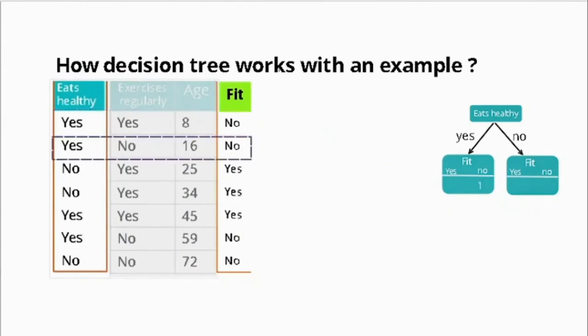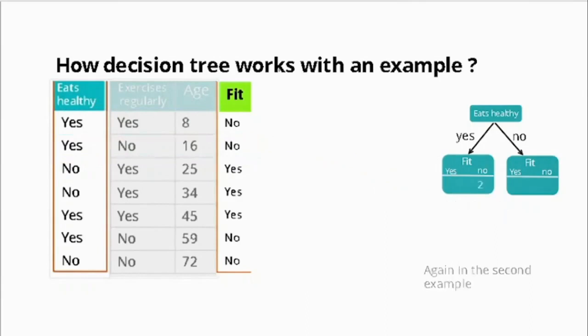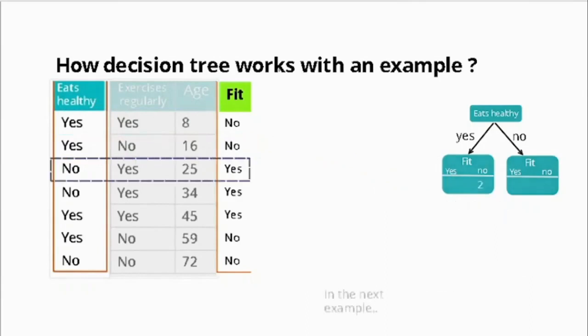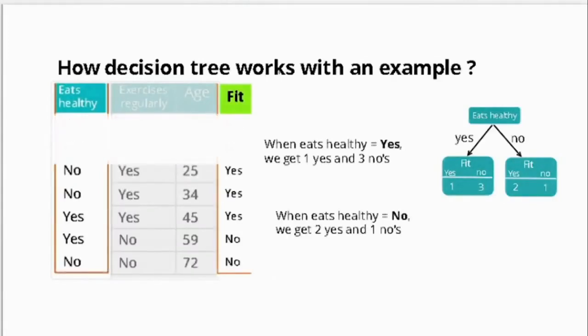but is not fit. Again, in the second example, the person eats healthy but is not fit. In the next example, the person does not eat healthy but is fit. We will repeat the process for the rest of them and we get this. When eats healthy is equal to yes, we get 1 yes and 3 no's. And when eats healthy is equal to no, we get 2 yeses.